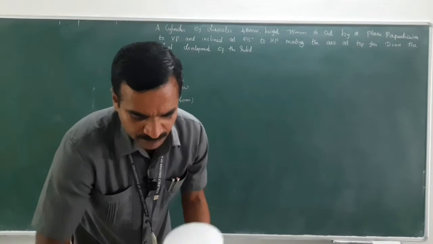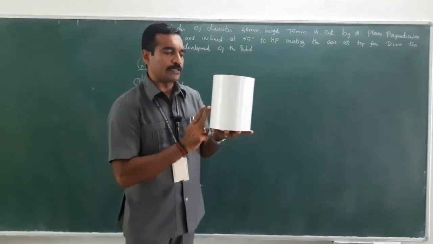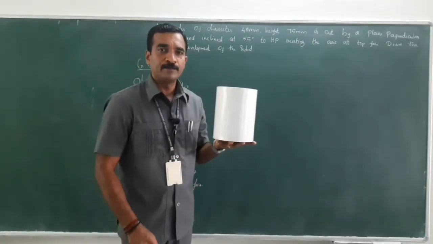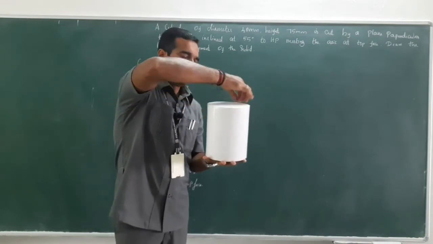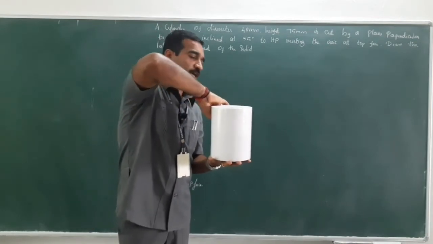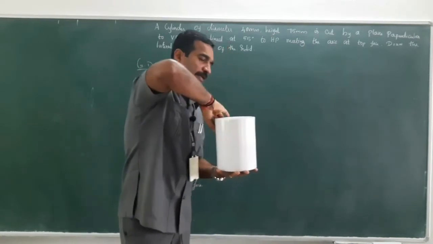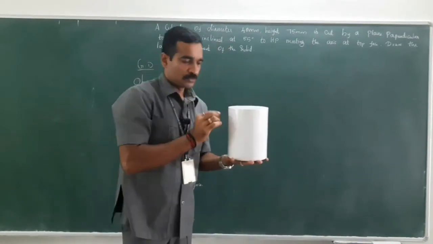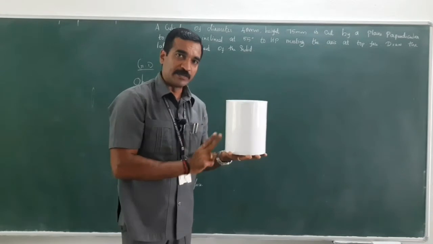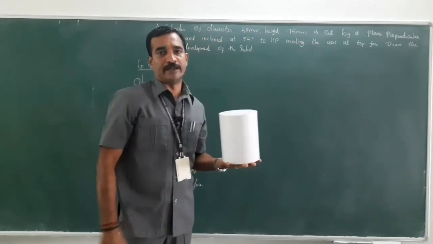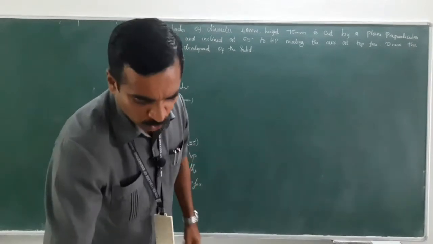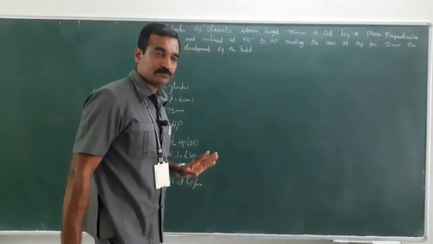So for this object, I am going to cut on the left hand side. The lateral surface, I am just unfolding or stretching out in this manner from the rear to the right. So it is being cut here and it has been stretched out or unfolded in this manner. This is what I am going to draw here.